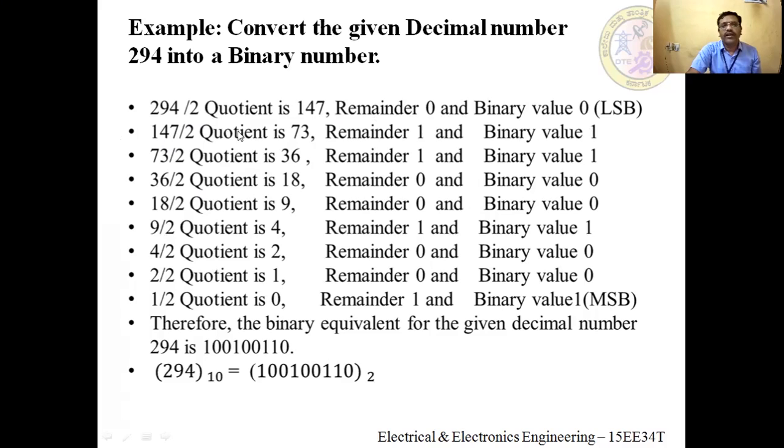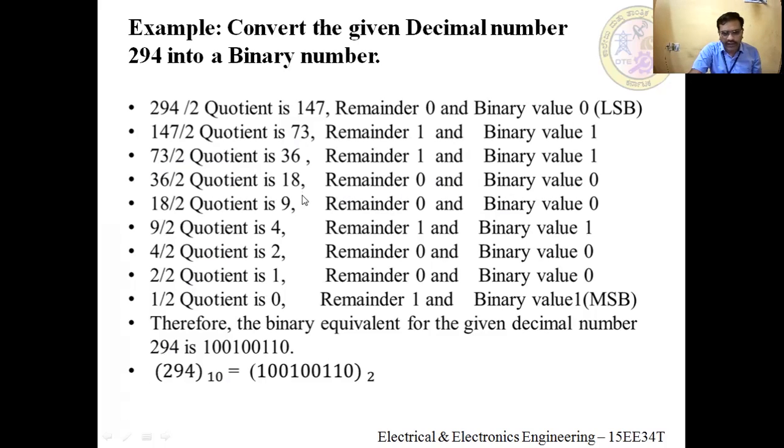Okay. So again you take the quotient. This is the quotient obtained from the first step, 147. 147 divided by 2, quotient is how much? 73. So remainder is 1. What is the binary value? The same remainder, that is 1. Again you take the quotient of step number 2 in step number 3. 73 divided by 2 is how much? Quotient is 36. Remainder is 1. Binary value is again the same remainder, 1.